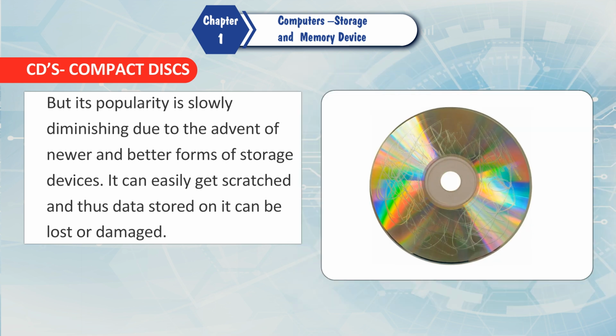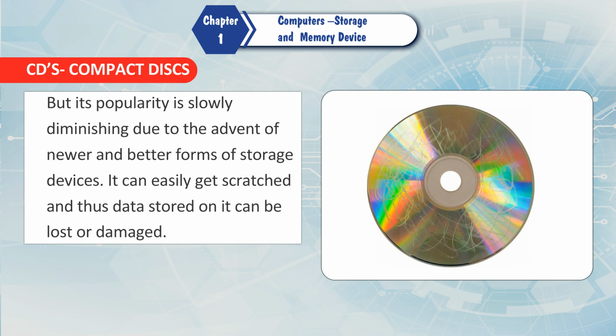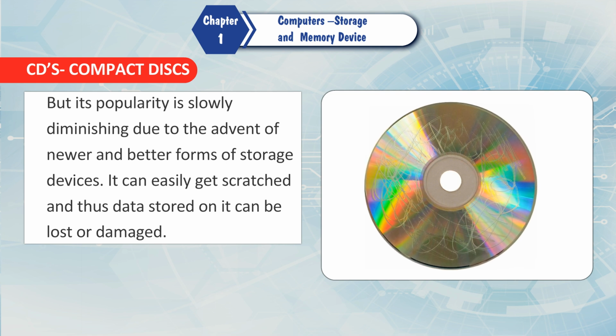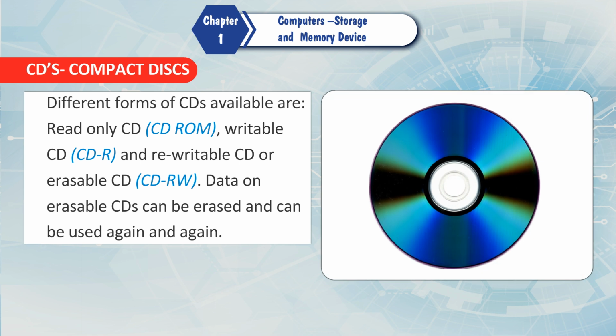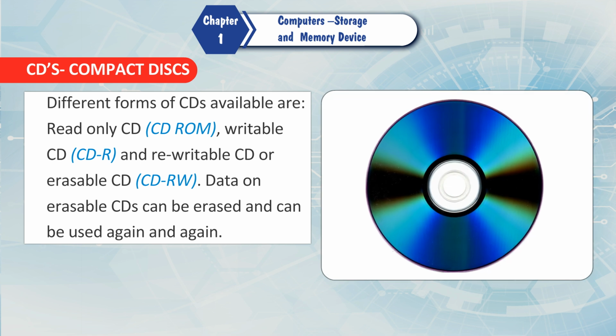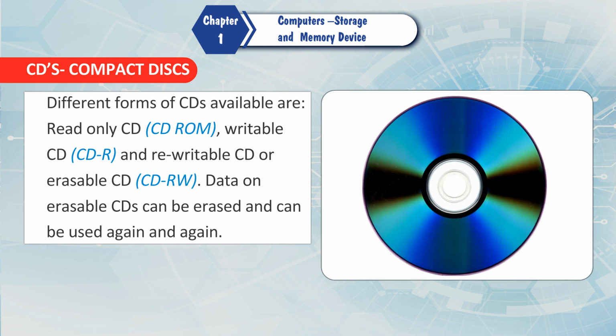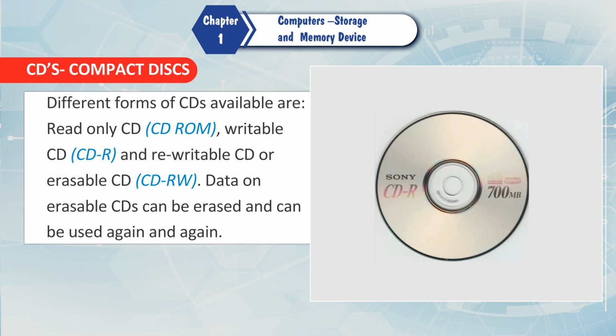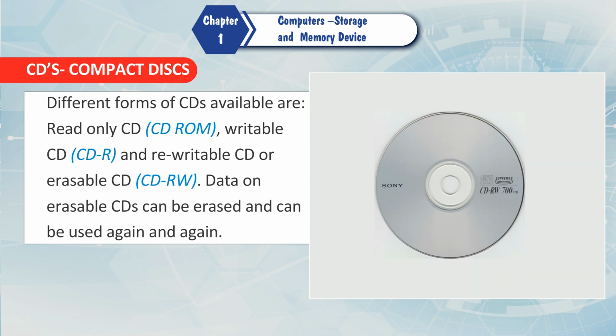It can easily get scratched and thus data stored on it can be lost or damaged. Different forms of CDs available are read-only CD, CD-ROM, writable CD, CD-R, and rewritable CD or erasable CD, CD-RW. Data on erasable CDs can be erased and the disc can be used again and again.